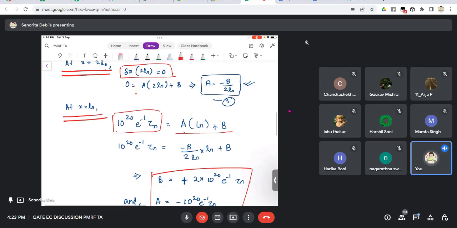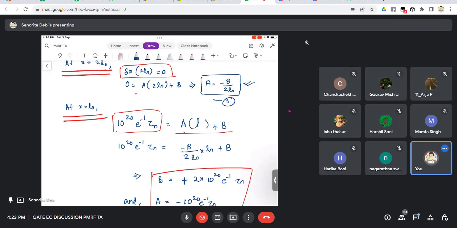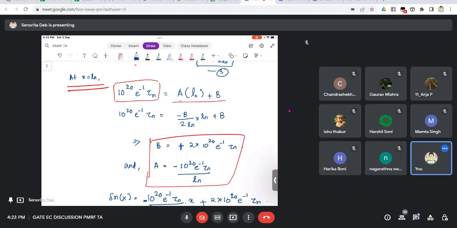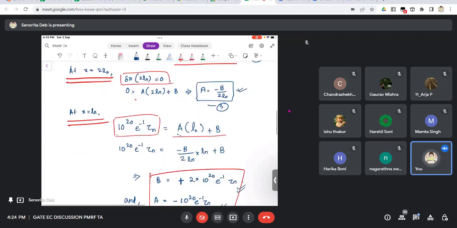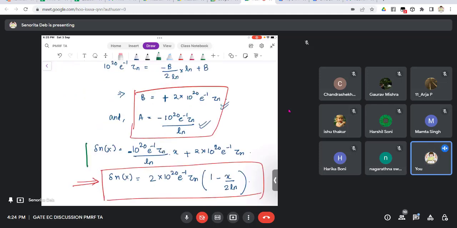This is not natural log, this is Ln. So I'll just write it again: this is Ln plus B. So 10 to the power 20 e to the power minus 1 tau n equals, again I have put A's value, and we will solve it. From here we get B's value. So we have A's value and B's value now, and we will put them in the final equation, which is Ax plus B, right? And therefore we will arrive at delta n(x) equals this.